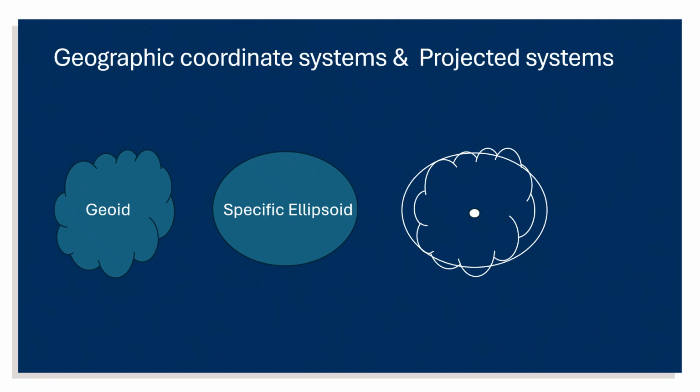Problem is, all GIS is math. Excuse me. And, well, you can't do math on something that looks like that geoid. You just can't. But you can on a perfect mathematical shape like a specific ellipsoid like we see here in the center.